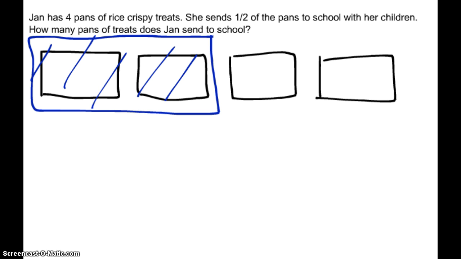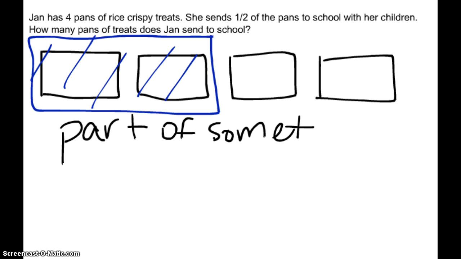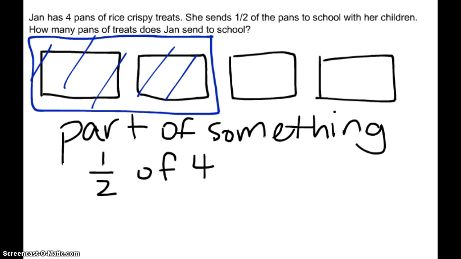So let's think about how we would write that as a number sentence. What did we do? We took part of something. And when you take part of something, you are multiplying. So we took 1/2 of 4. So let's translate that to an equation. 1/2 times 4 equals 2.